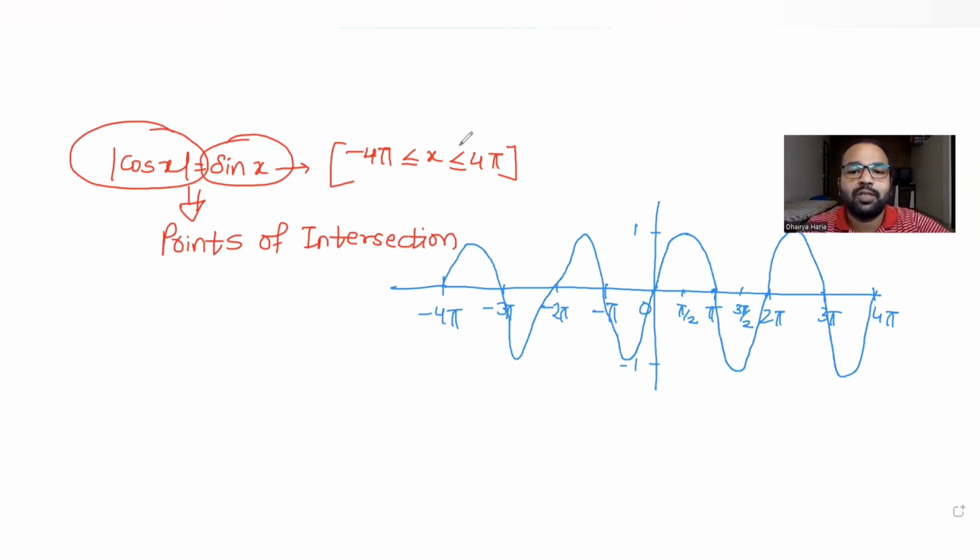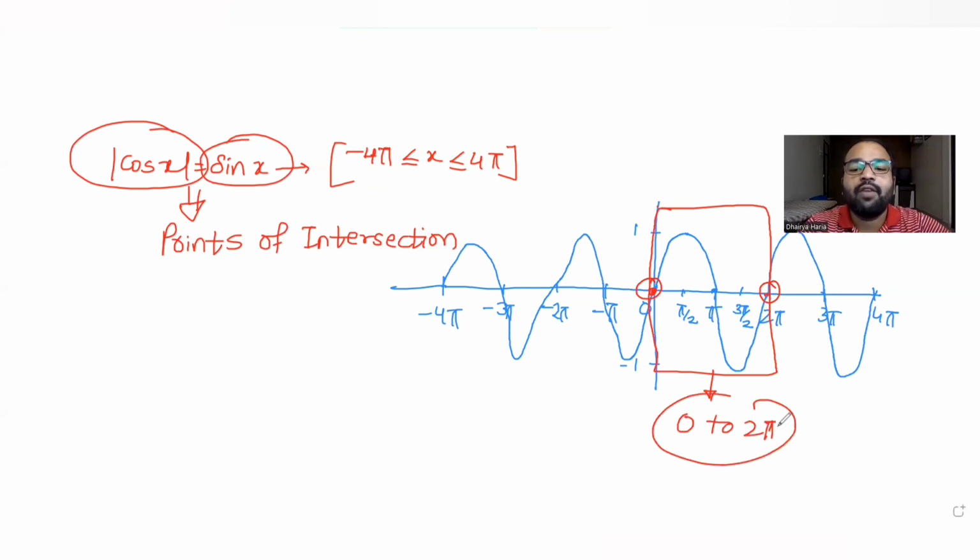So what I understand from this is, if I just concentrate on the angle interval of 0 to 2 pi, and find the number of points of intersection only in this region, then for every interval of 2 pi the same is repeated. So we can find the number of points of intersection in the interval 0 to 2 pi, and whatever number of intersection points we get, we can multiply that by 4 to find the total number of solutions from the interval asked, that is from minus 4 pi to 4 pi. So this is your curve of sin x.